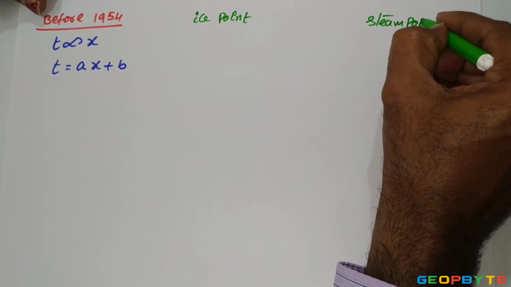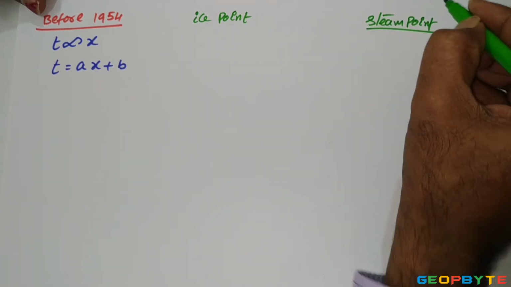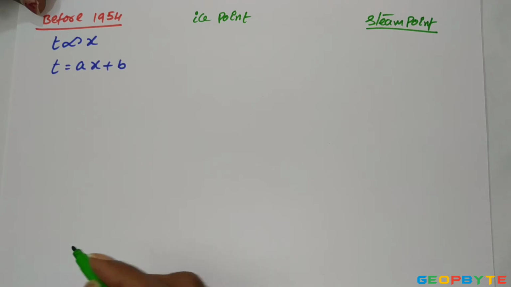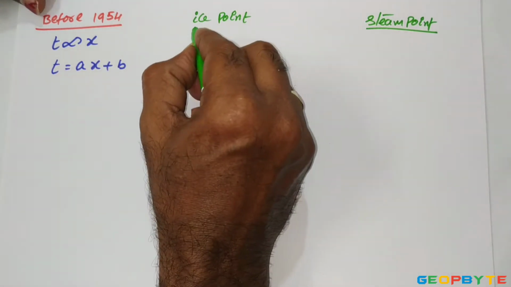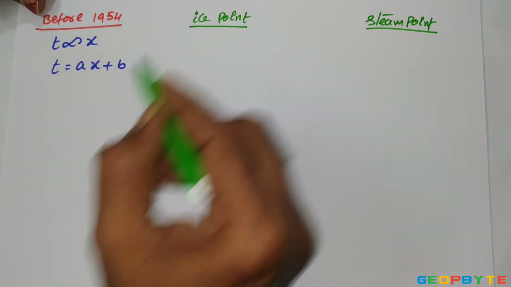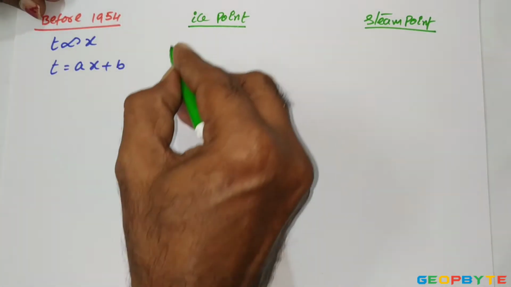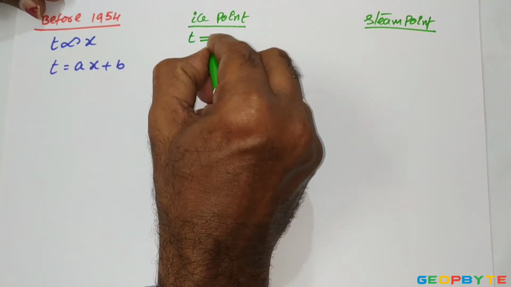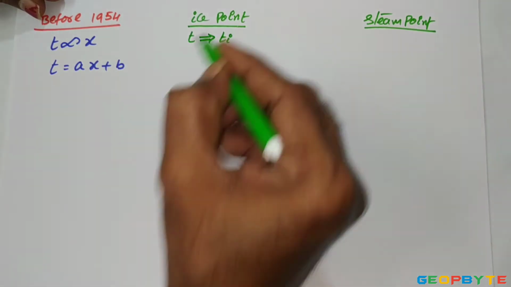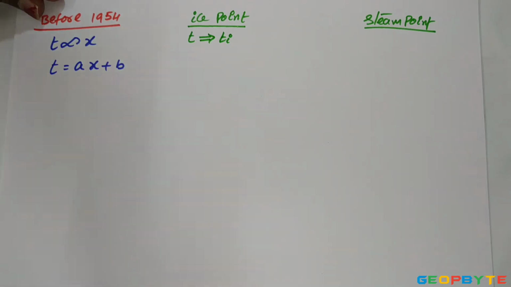Steam point is the equilibrium temperature between the saturated water and saturated vapor. Ice point is the equilibrium temperature between the ice and the water. At ice point, T becomes Ti. Ti means temperature at ice point. That Ti is 0 degree centigrade in SI system or 32 degree Fahrenheit in British system.